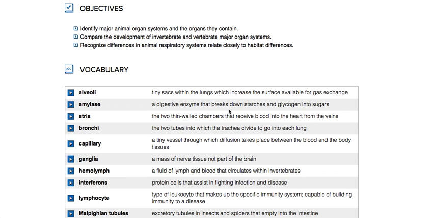So, with that, the goal of this project really seeks for you to be able to identify the major animal organ systems and the organs they contain, and for the project, more specifically, one singular organ system, and really be able to hone your skill set with that. So, being able to compare the development of invertebrate versus vertebrate organ systems, and then recognize the differences in animal systems and animal respiratory systems as they relate to their habitat difference.